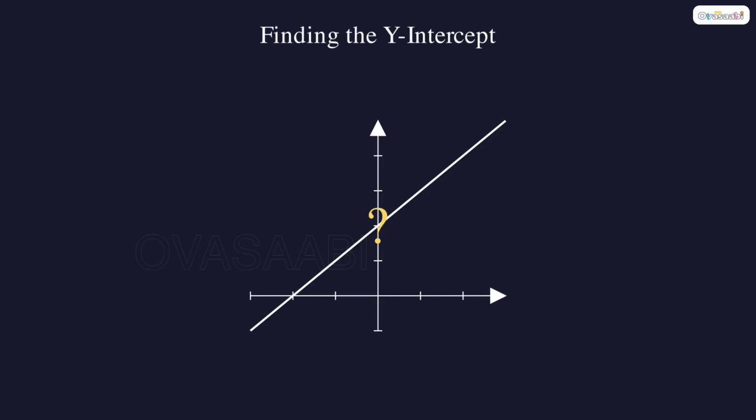Where exactly does a line cross the y-axis? That special point has a name. Let's find the y-intercept. The y-intercept is where the line meets the y-axis. At this point, x is always 0.